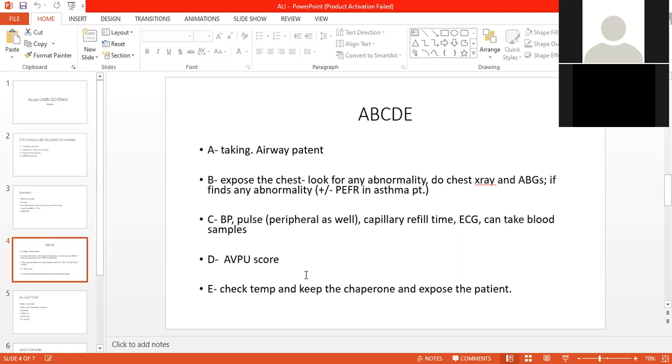After this, you will definitely go on to B, which is breathing. So for that, you can look at the monitor. Definitely in this station, oxygen saturation will be normal, and if it's asthma or other stations, definitely oxygen saturation will depend upon the station which you will have in the exam.